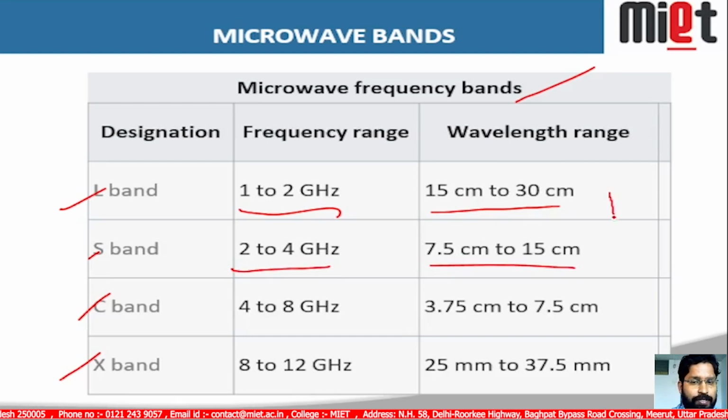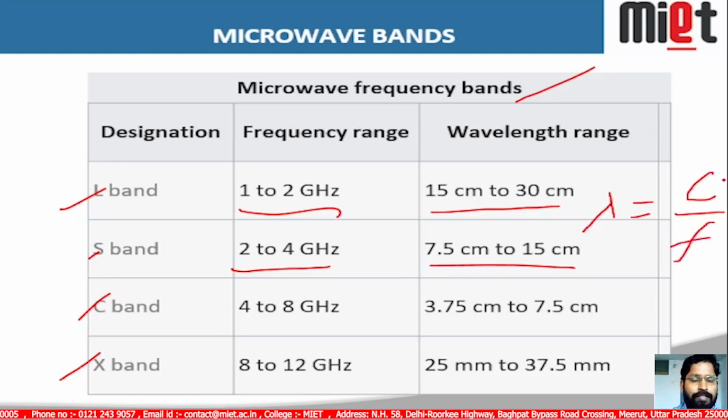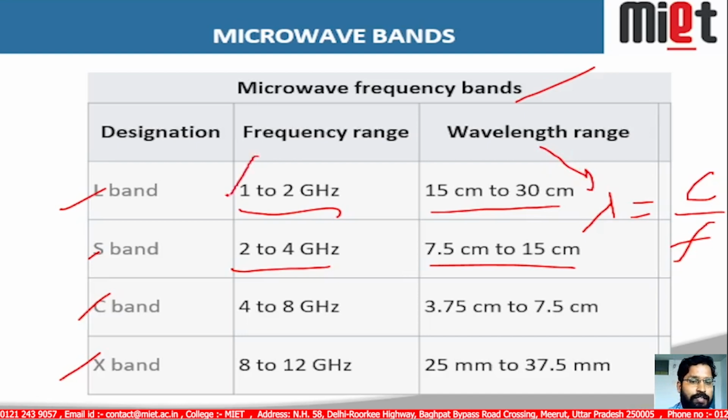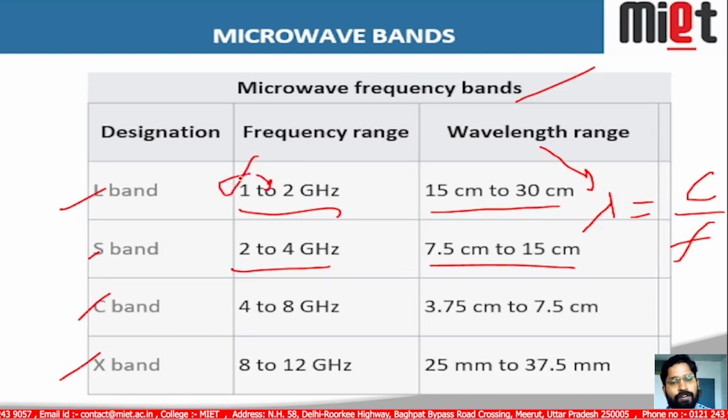Here the wavelength is lambda equal to c by f, where c is the speed of light, lambda is the wavelength, and f is the frequency. And this is a very important band, mostly used for radar, satellite, and high frequency applications.